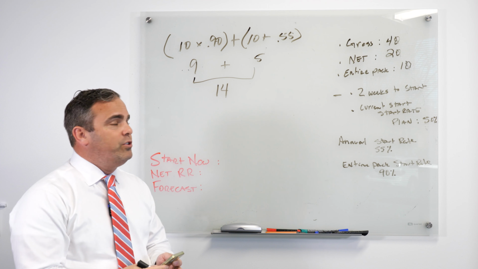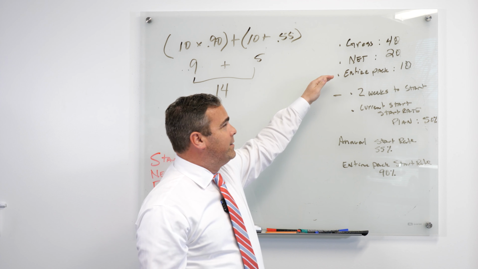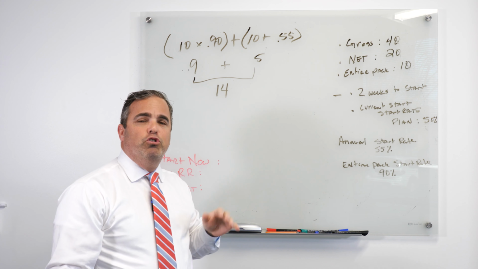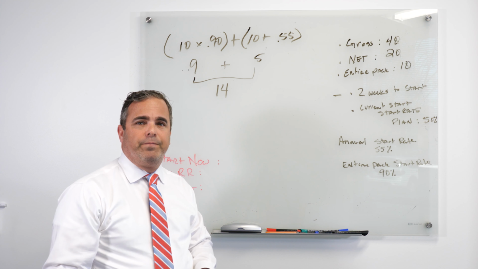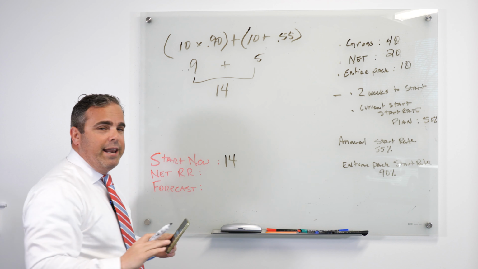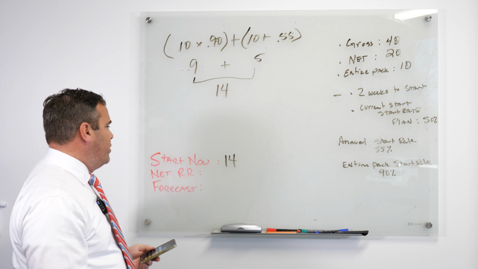And what this tells you, based on a gross of 40, a net of 20, and an entire pack of 10, is that if the start happened right now, you would be starting 14 students. So the start now number would be 14 at any given time. For this case, 2 weeks out, 14 is the start now number.